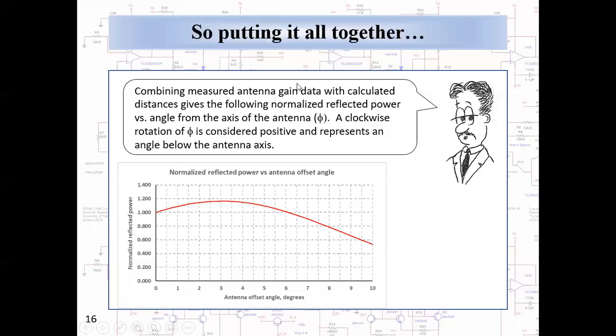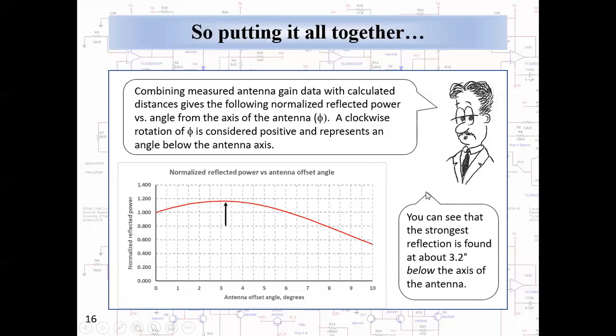Combining the measured antenna gain data with calculated distances gives the following normalized reflected power versus angle phi from the axis of the antenna. A clockwise rotation of phi is considered positive and represents an angle below the antenna axis. And you can see that the strongest reflection is found at about 3.2 degrees below the axis of the antenna.